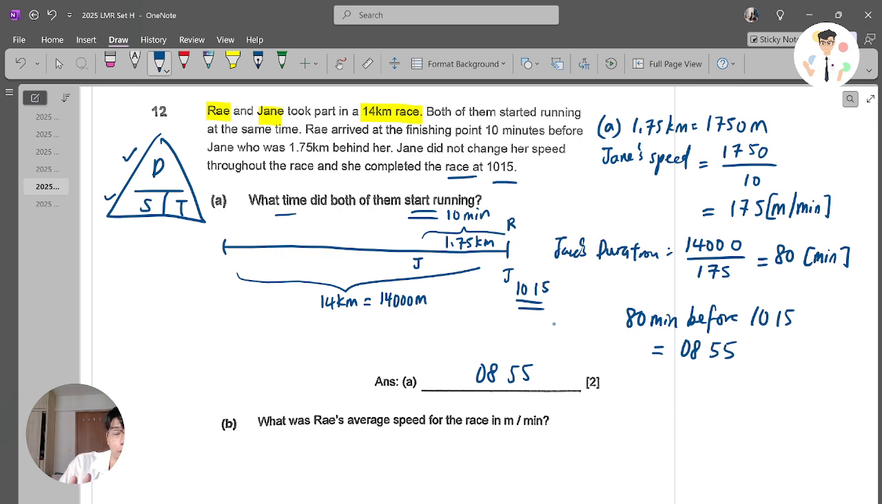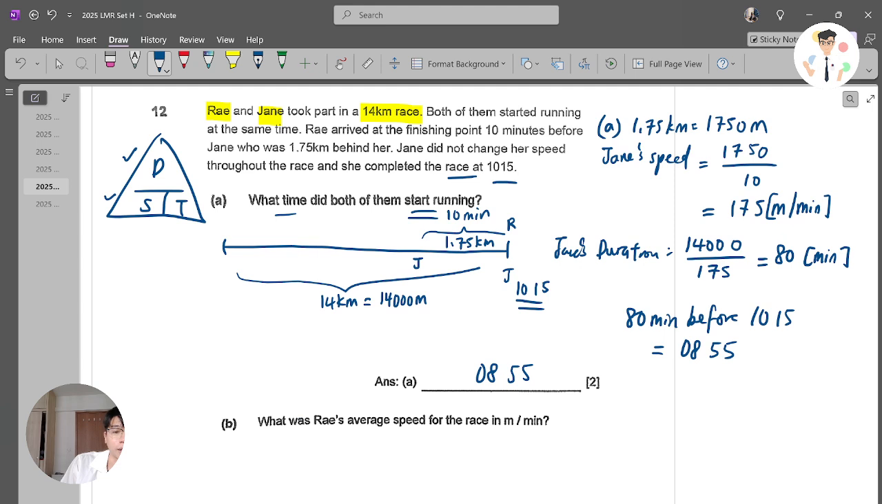Okay, I think this is something that is not very difficult, but again, it's worth for you to think about it and try to do it slowly a bit. Okay, don't make any careless mistake here. Now, part B. What was the race average speed for the race in meter per minute?